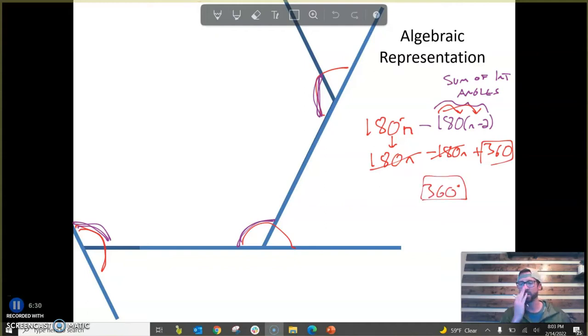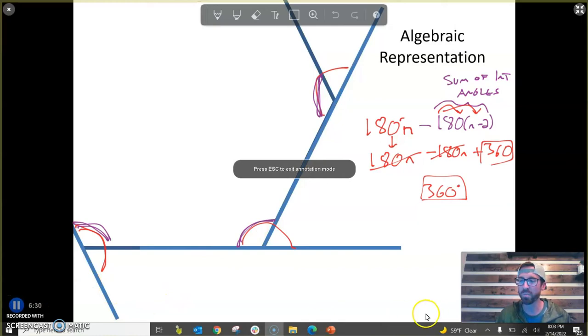So I just wanted to tack that onto the end of the video because I think that's a really interesting representation that can show the relationship between the sum of the interior angles and the sum of the exterior angles. So I hope this video was helpful.